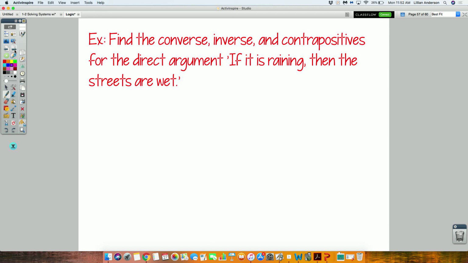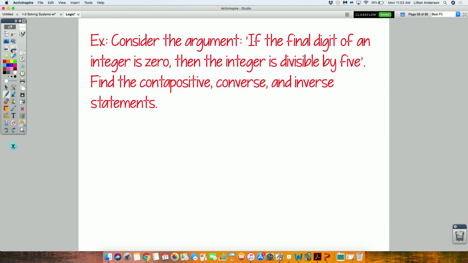If it is not raining, the streets are not wet. Beautiful. And the contrapositive one. If the streets are not wet, then it is not raining. Beautiful. Okay? Let's look at this one here.